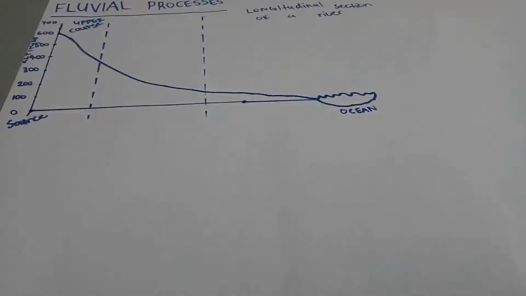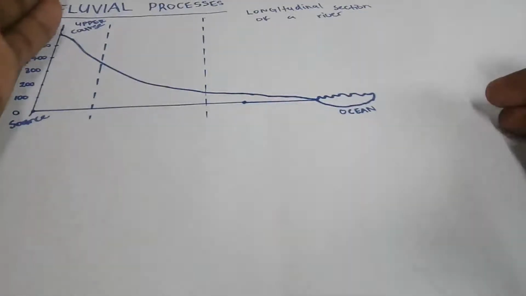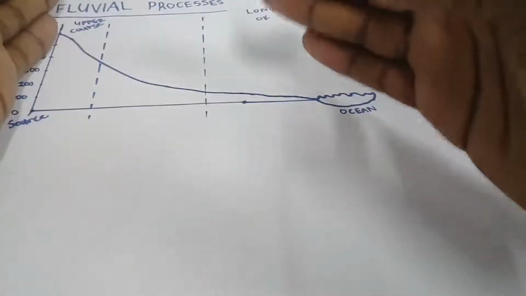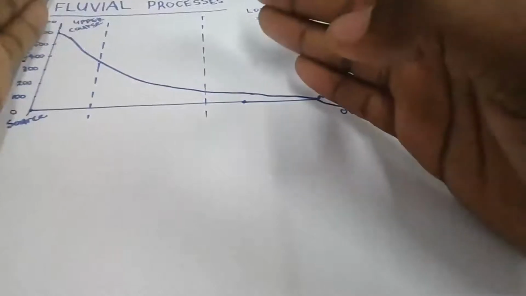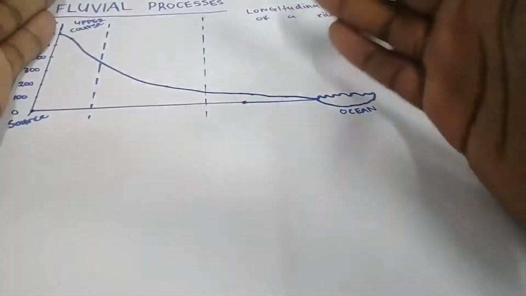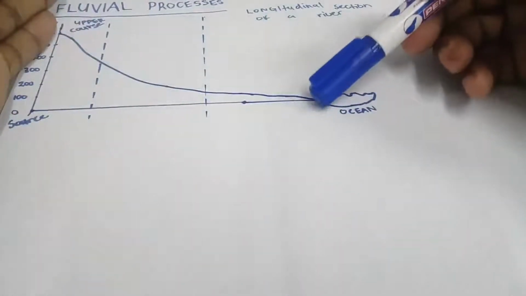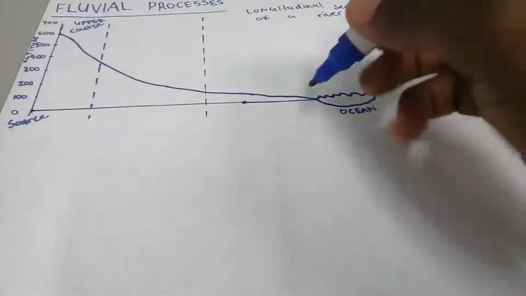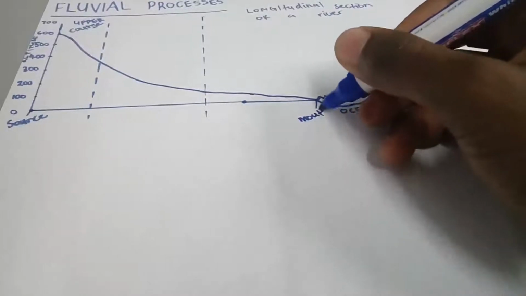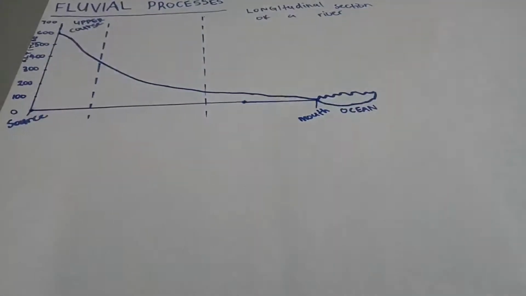A longitudinal section shows a river from the source to the mouth, meaning the end of the river. It's a side view. As you can see, this is the ocean, meaning this river flows through here, and you can find our mouth here.